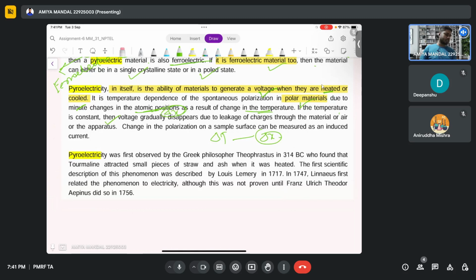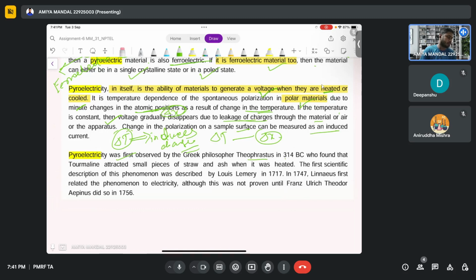If the temperature is constant, the voltage gradually disappears due to the leakage of charges through the material or its apparatus. Change in the polarization on the sample surface can be measured as a reduced current. That's the pyroelectricity part. Change of temperature induces charge.